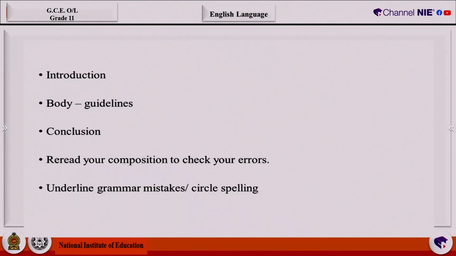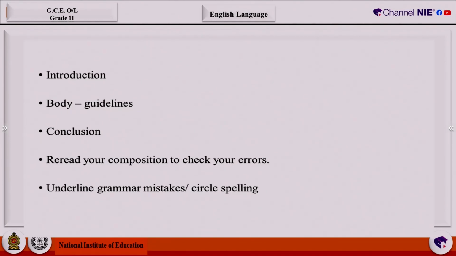So I'm revising again your speech, your article or your essay. There should be an introduction. Then there should be the body of your answer, based on the guidelines given in the question. And there should be a very suitable, very appropriate conclusion. So after writing this, reread your composition again and again for at least 2 times. And then you will check your errors.